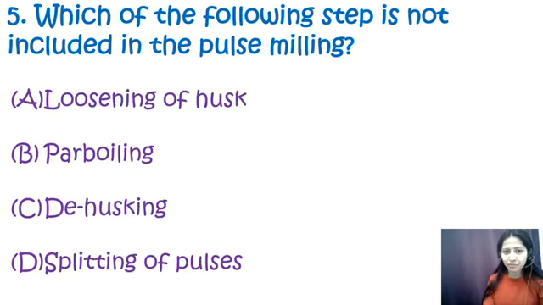Question number 5. Which of the following is not included in pulse milling? The options are loosening of husk, parboiling, dehusking and splitting of pulses. The correct option is B, that is parboiling. The major steps used in pulse milling are, number 1, loosening of the husk, number 2, dehusking, and number 3, splitting of the pulses. Parboiling is a process commonly associated with rice milling and is not used in pulse milling. So the correct option is B, parboiling.